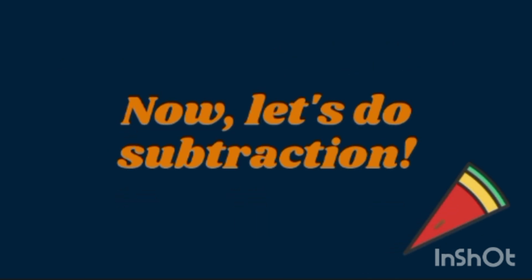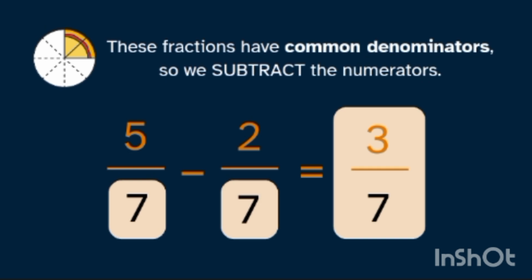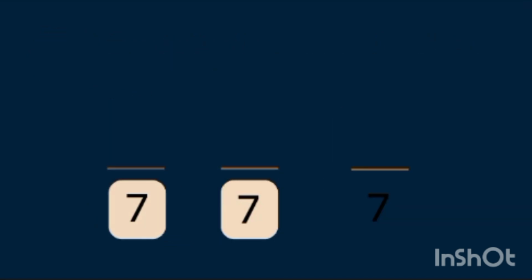Now let's do subtraction. These fractions have common denominators, so we subtract the numerators. We need to do the same as we did in addition. These fractions have the same denominator, so you just need to subtract the numerators. When you subtract 2 from 5, you will get 3. So 3 by 7 is your answer.